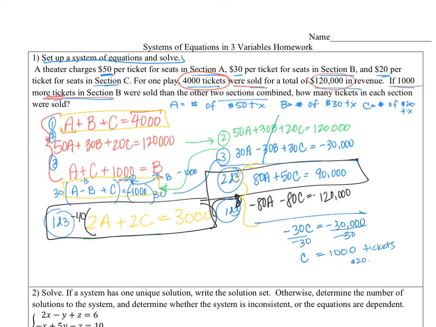So if I want to find out the number of A tickets, because again I'm solving just this little equation, I'm going to plug in to one of those original equations. Let's just plug in to that first one, just to make it easy. So 80a plus 50 times that 1,000 is going to equal 90,000. So 80a plus 50,000 will equal 90,000.